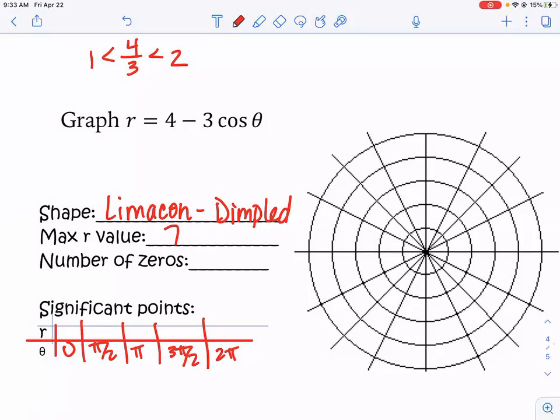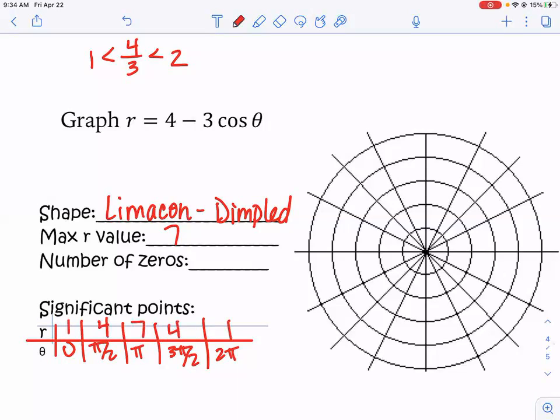All right, pods 1 and 2. What is R when theta is 0? What about pi over 2? Pod 3, pi. Pod 4, 3 pi over 2. What's pi over 2? Oh, cool. Pod 4, what's pi? 3 pi over 2.